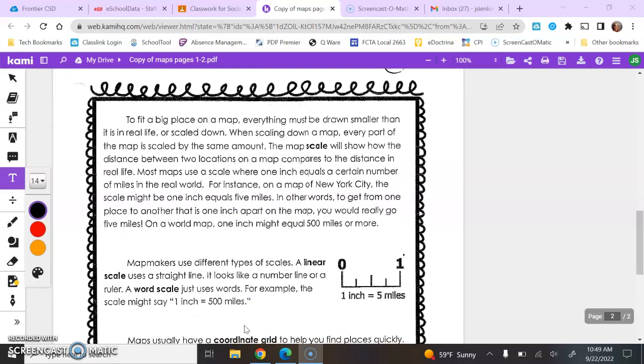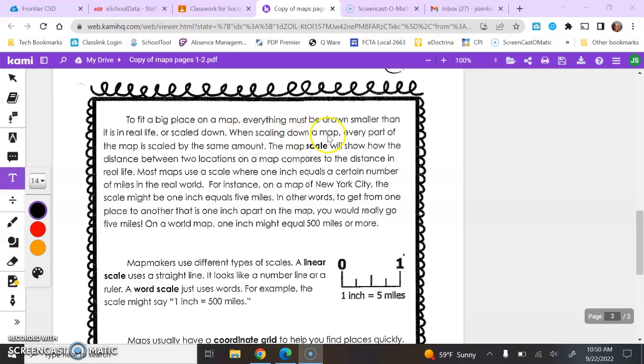On to page 2. To fit a big area on a piece of paper, everything must be drawn smaller than it is in real life, or scaled down. We can't fit the whole earth on one piece of paper, right? Even though you see pictures of the earth, it's not to scale, right? Like you can't live on that small map on the piece of the earth.